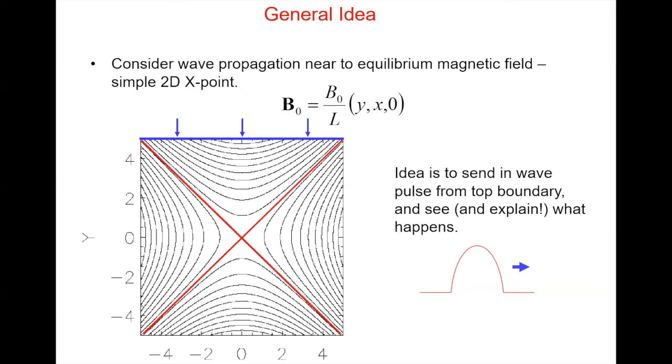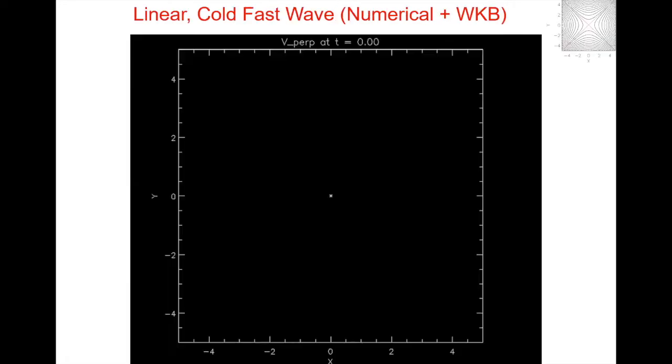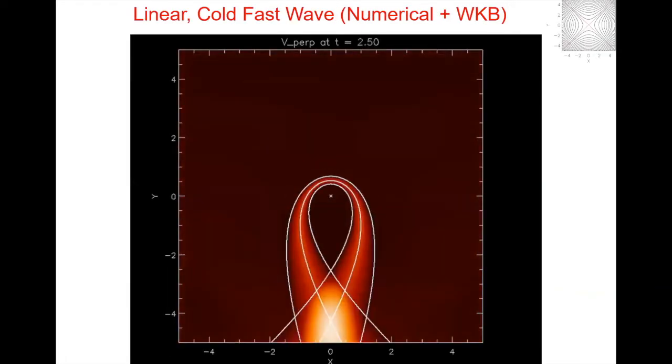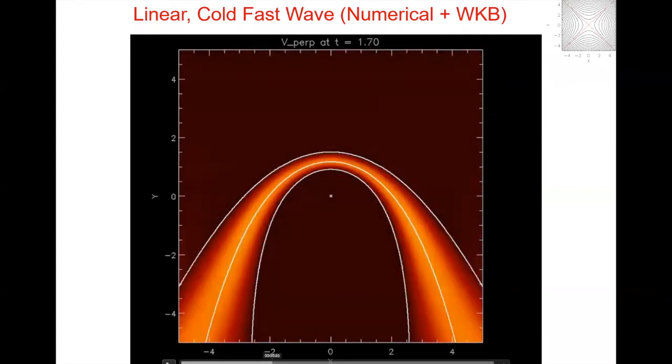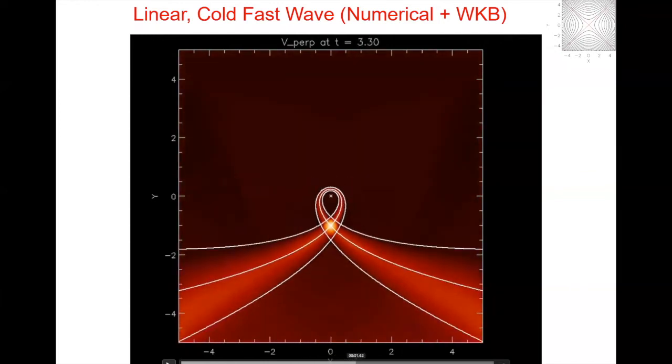We're going to send a wave in from the top boundary, and we're going to see what happens effectively. And so this is what happens. So the wave comes in. So this is the little setup here. Wave comes in from the top boundary and it wraps around the X point here. So what you're seeing here is a numerical solution, the colored contours, and you're also seeing an analytical solution, the WKB solution, as the white lines there, and it wraps around that null point. And if I just reverse this maybe, so the wave comes around and it wraps around that null point there, and just continues that wrapping.